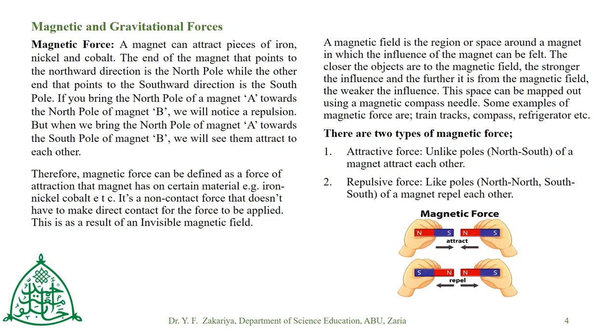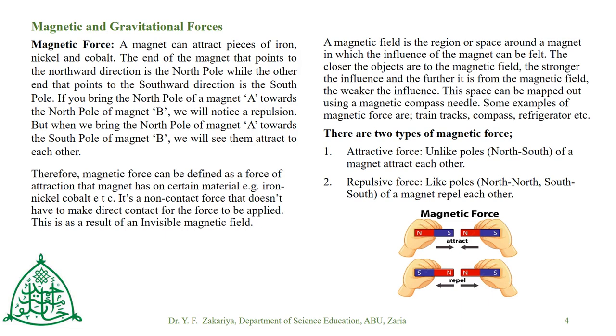I'll be taking you on magnetic and gravitational forces. To start with, what is a magnet? Magnets are mostly in black, rock-like shapes that attract metals to themselves. Magnetic force is defined as a force of attraction that a magnet has on certain materials like nickel, cobalt, nails, etc. It is a non-contact force because it does not have to make direct contact for it to act. This is as a result of an invisible magnetic field which influences the area around a magnet.